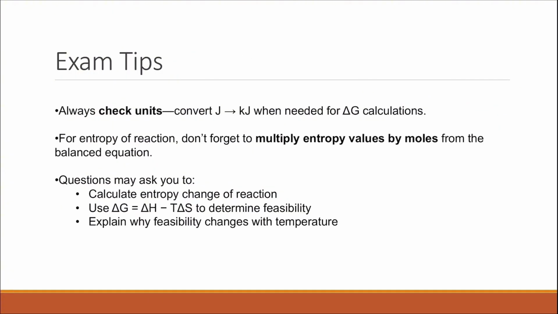Some exam tips: always check the units, and convert the joule into kilojoule, because this is what we need to do when we calculate the delta G. For the entropy of a reaction, don't forget to multiply the entropy values by the moles of the balanced equation. Questions you might be asked are to calculate the entropy change of a reaction, as we've seen before, use the delta G to determine the feasibility, or explain why the feasibility changes with temperature.